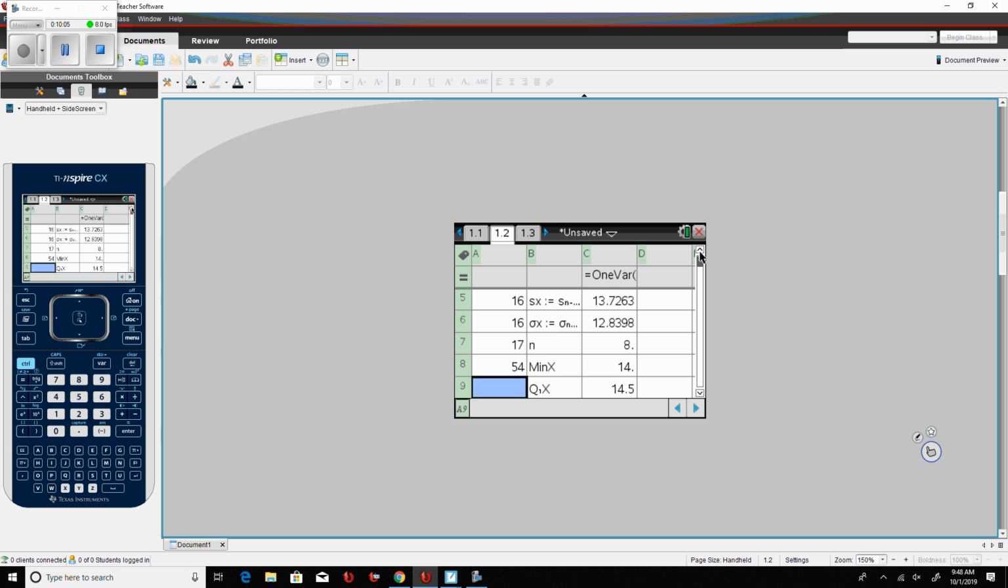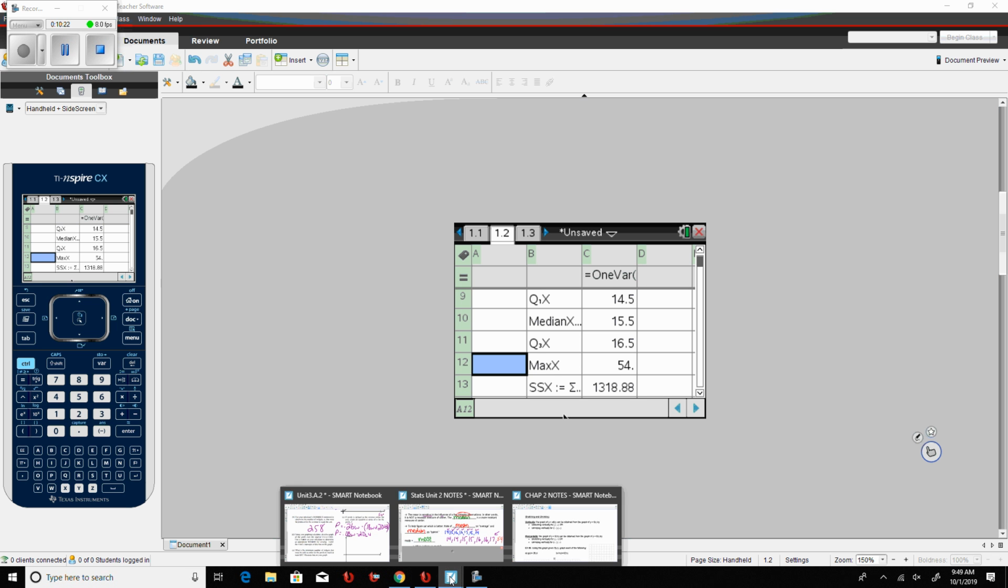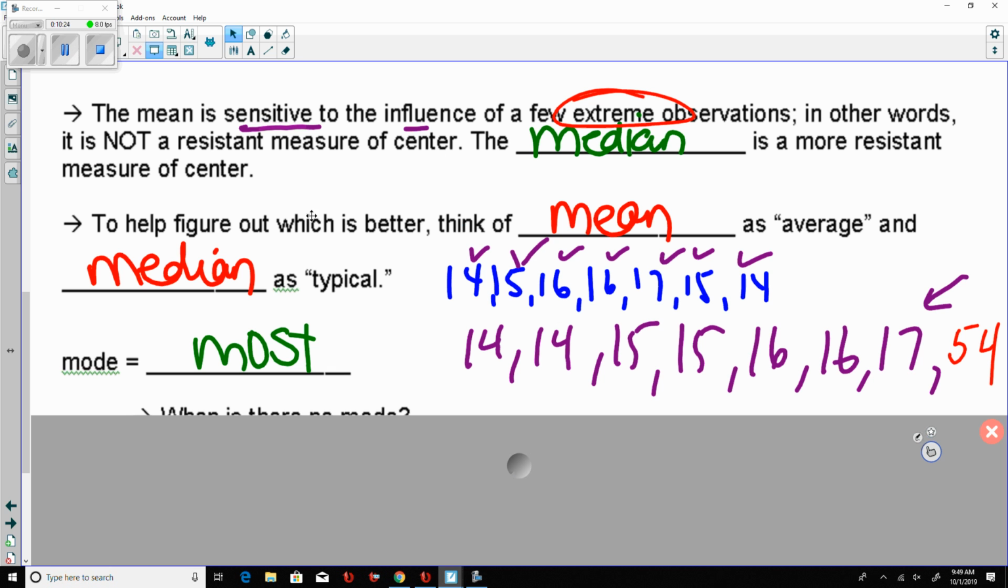Okay? So now, see what happens with the X bar? See right there how it's 20.125? Okay? But look at the median. See how the median only changed to 15.5? Okay, see the difference there? So that's why in the notes, we say the mean is sensitive to the influence of a few extreme observations. In other words, it is not a resistant measure of center.